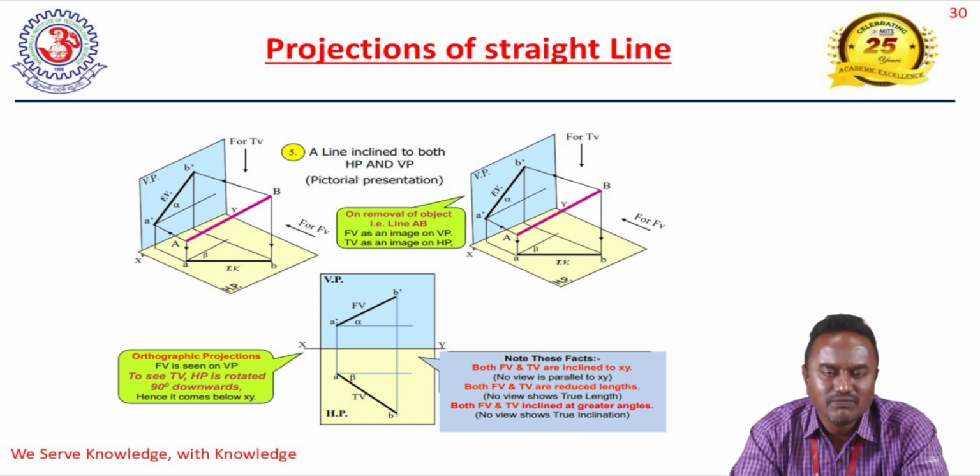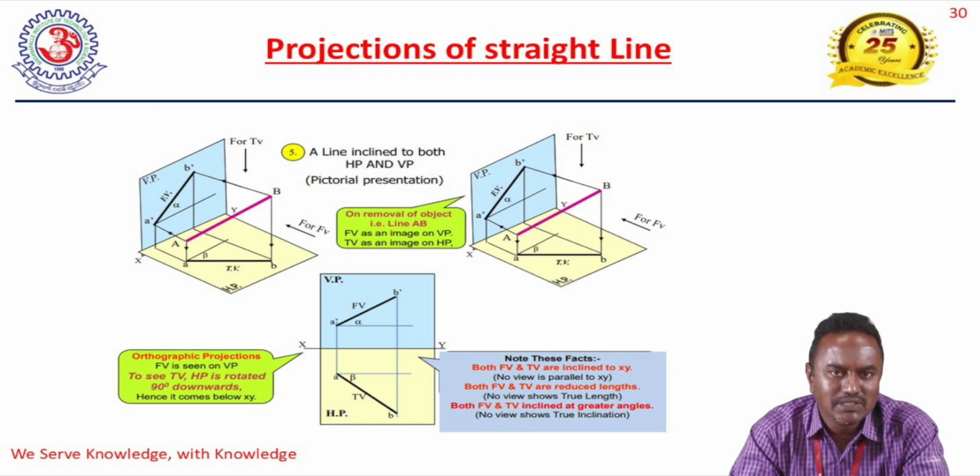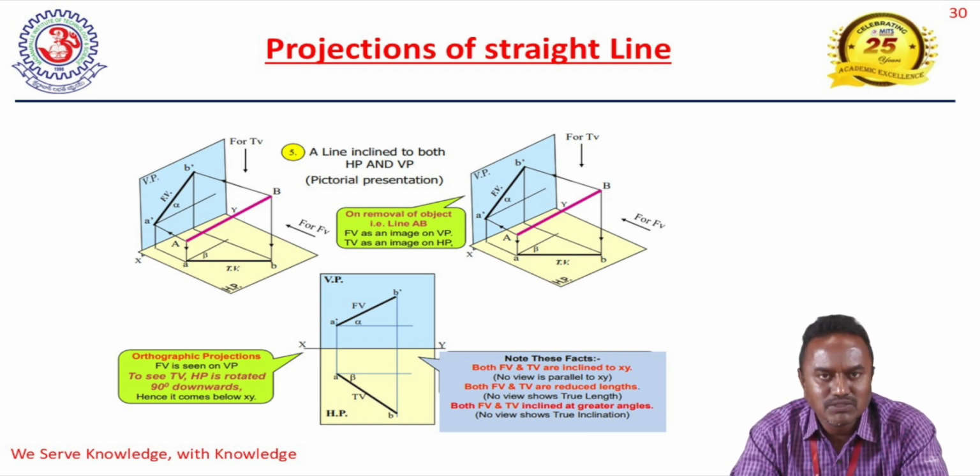So we have different types of problems, different methods, and different data we use for a line inclined to both HP and VP. We have more than 5 to 6 types of problems in the case of a line inclined to both HP and VP. Anyway, in both views it is inclined. The front view as well as the top view is inclined to both planes. So we can get the front view as well as the top view in both cases.